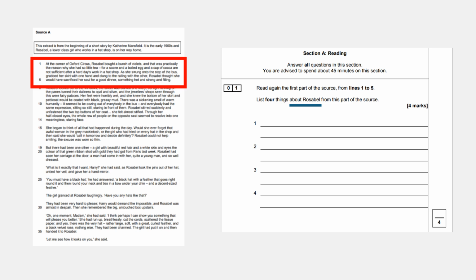What I'd like you to do now, please folks, is pause the video. The best way to do that is probably not to watch the video on the projected view, but to watch it in the normal screen view, and then you have some controls down in the bottom right hand corner near a speaker, and you can pause, rewind the video, put it forward and all that kind of stuff. So pause the video at this point, list 4 things about Rosabelle from this part of the source. What I'd like you to do is just find 1. So just have a go at finding 1.